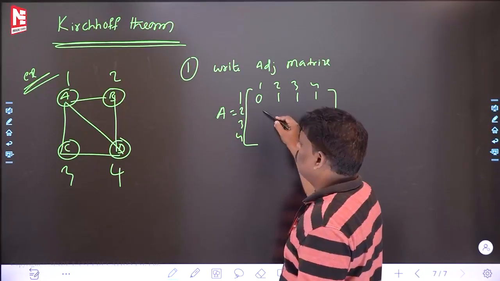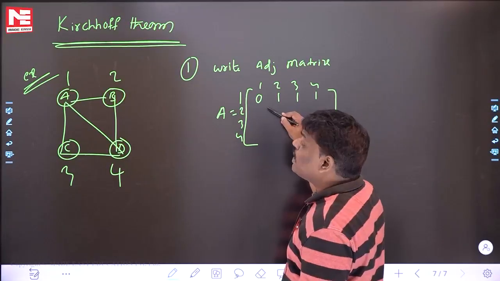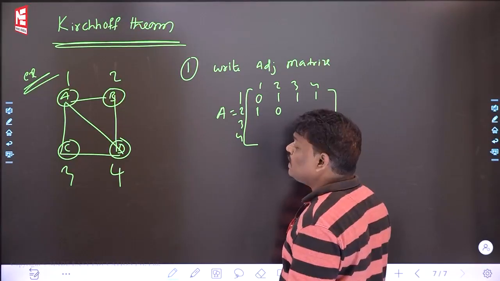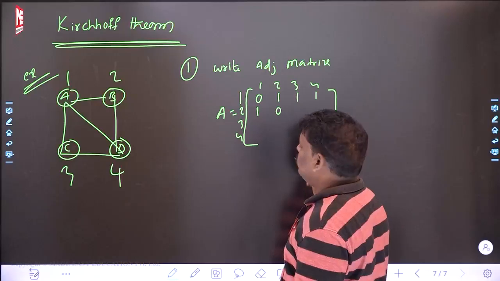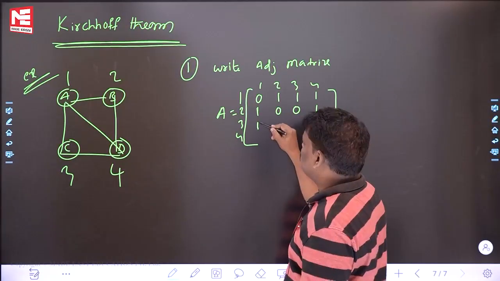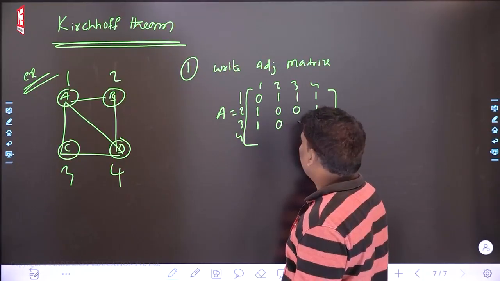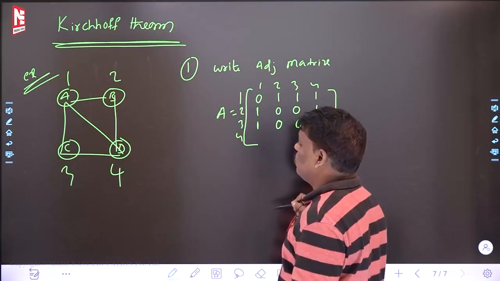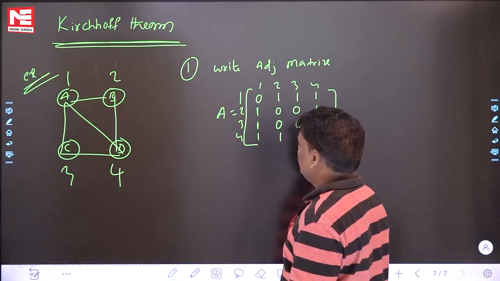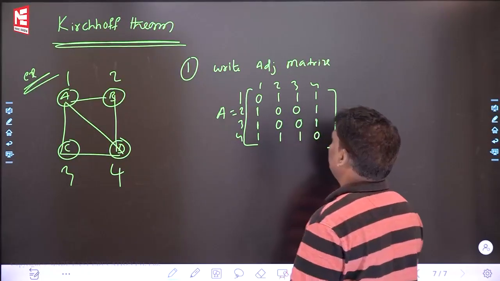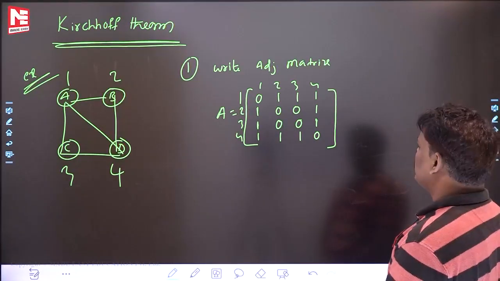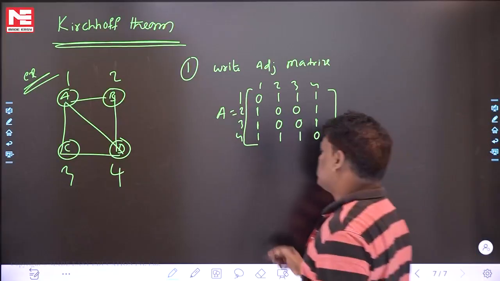What is 2,1? Because it is undirected, if 1,2 is there then 2,1 is also there. 2,2 is 0. 2,3? No. 2,4? Yes. Go to 3. 3,1? Yes. 3,2? No. 3,3? No. 3,4? Yes. Go to 4. 4,1? Yes. 4,2? Yes. 4,3? Yes. 4,4 is 0. That is the first step: write the adjacency matrix for the given graph. Yes, I have written it. See the second step.